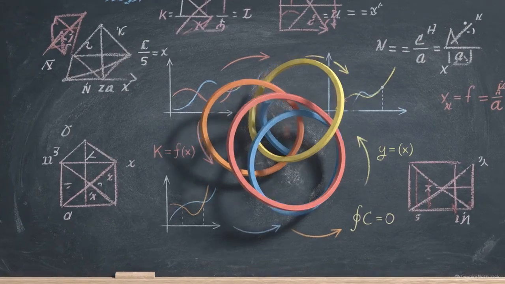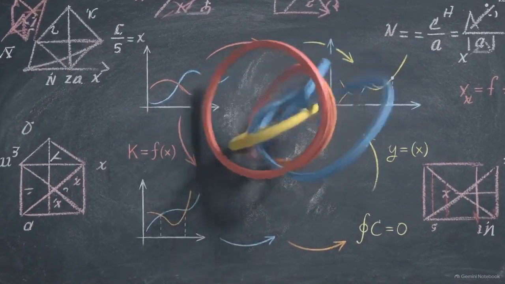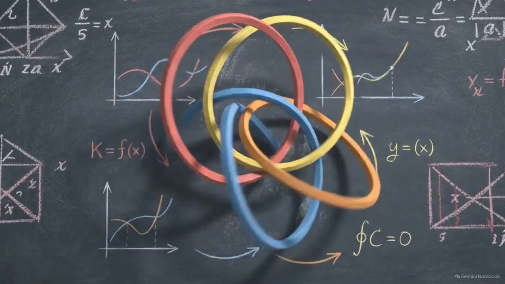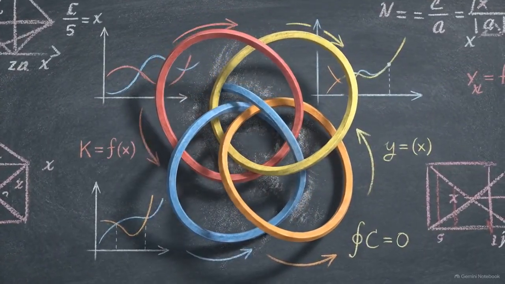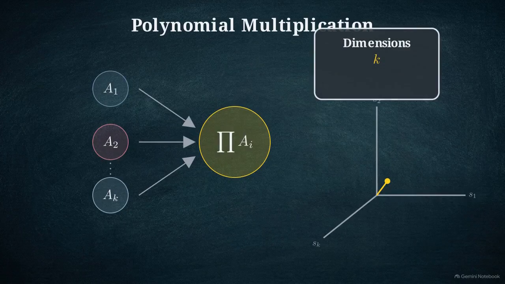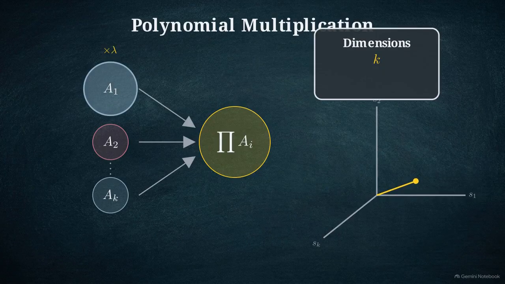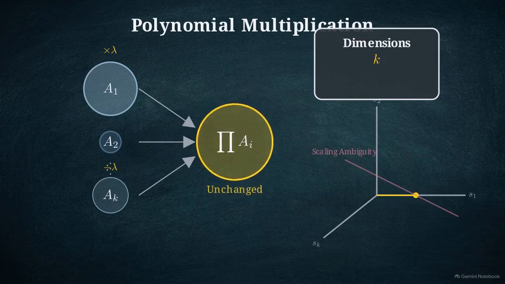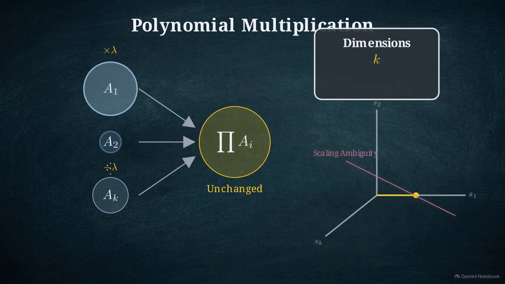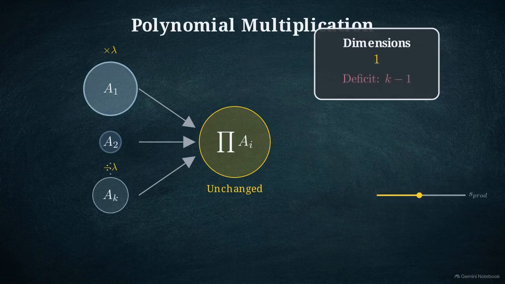When a polynomial is presented as a product of k distinct binary forms, the mathematical operation inherently loses information. The most immediate consequence of this multiplication is the intrinsic destruction of relative scaling directions. If you multiply one factor by a specific number and compensate by dividing another factor by that exact same number, the final product remains completely unchanged, meaning k-1 scaling directions vanish from the output.